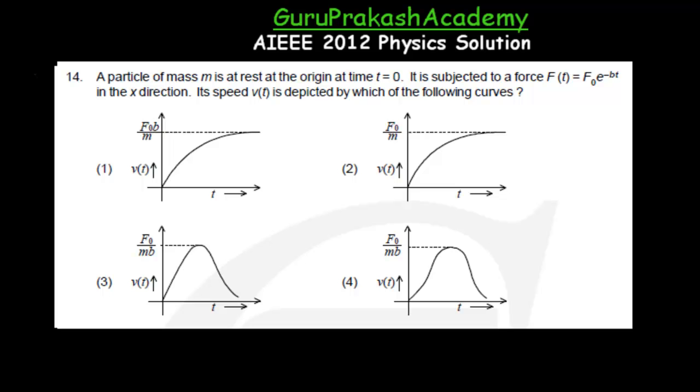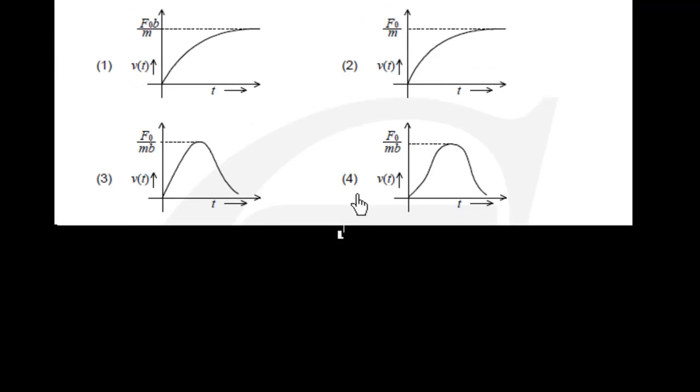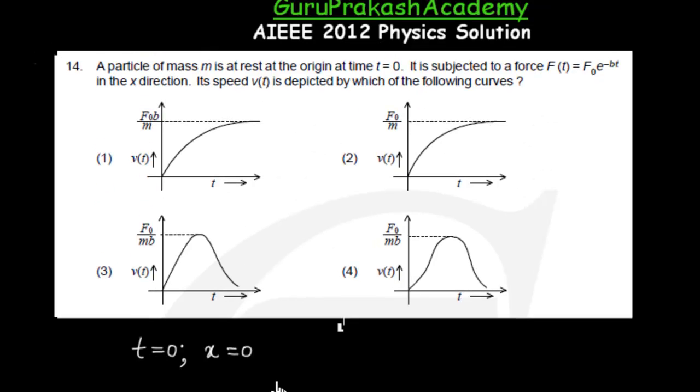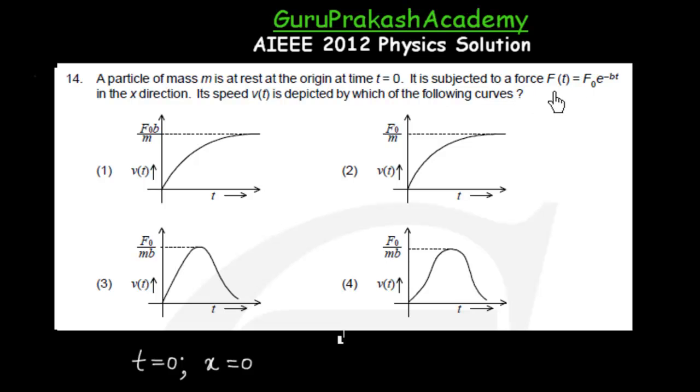Now this question is from Newton's law. The question says a particle of mass m is at rest at the origin at t equals 0. So this is the initial condition given. At t equals 0, the particle is at x equals 0. This is given. It is subjected to a force F(t) equals F naught e to the power minus bt.